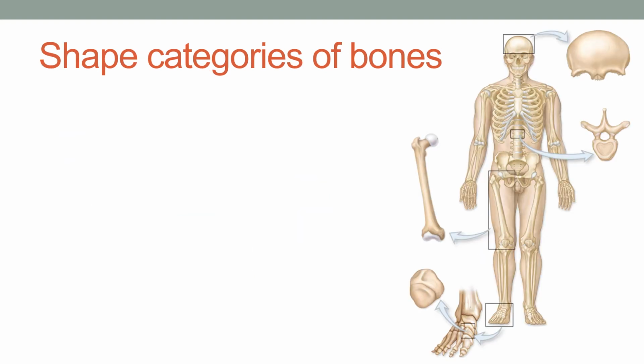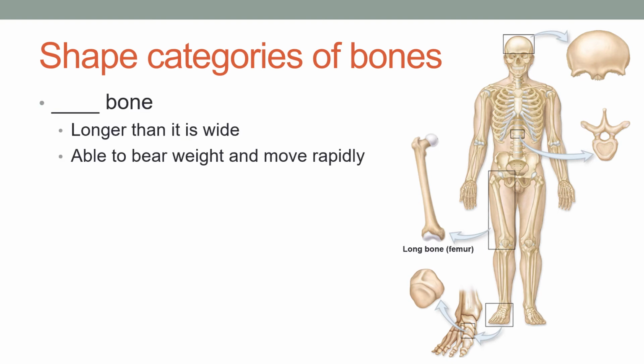Okay, hopefully you've come up with some names for these bones. The scientists who study anatomy have also come up with names for several bone categories based on the unique properties that those bones have because of their shapes. The first kind is called a long bone, for the kind of obvious reason that it is longer than it is wide.